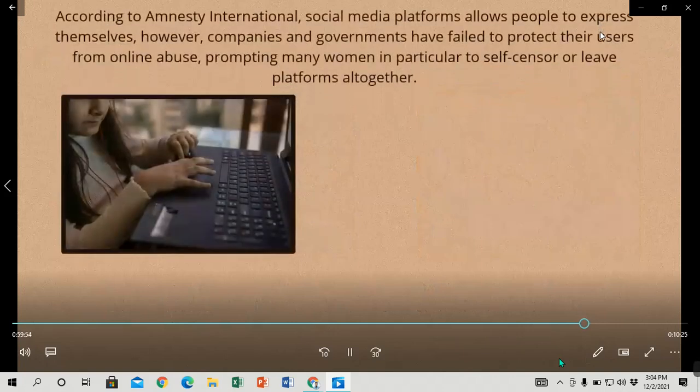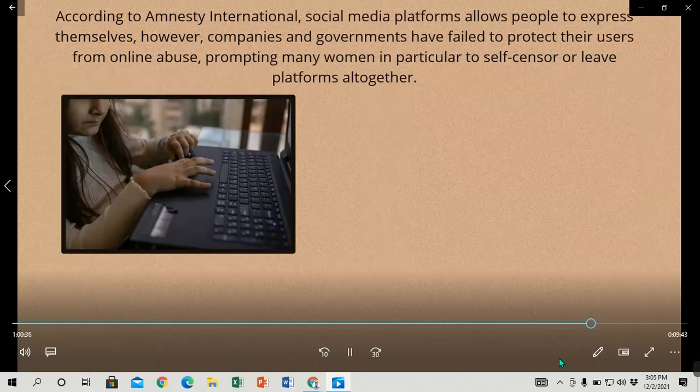So, according to Amnesty International, social media platforms allow people to express themselves. However, companies and governments have failed to protect their users from online abuse, prompting many women, in particular, to self-censor or leave platforms altogether. With the progress of time, different technological advancements have been given to us, especially social media platforms. Social media platforms have given us the privilege to connect with other people around the world, to express what we want and to convey the message to many people.